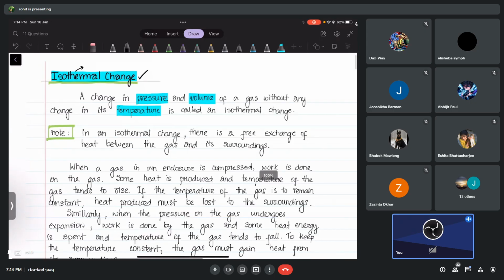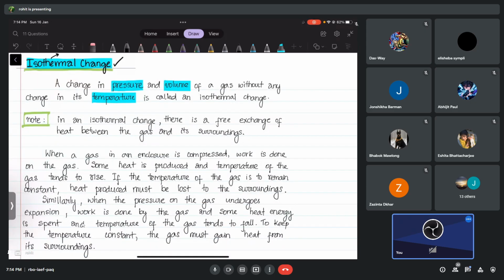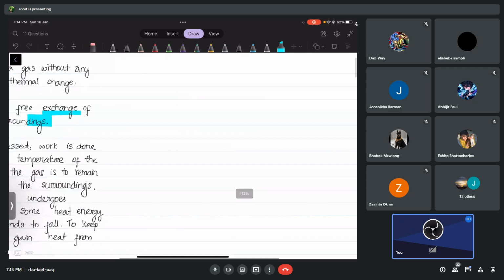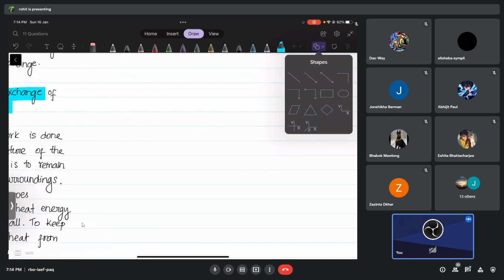Now what can happen? The heat can be exchanged, because heat and temperature are not the same. Temperature cannot change, but heat can change. Heat can be exchanged by the system, or by the gas, with its surroundings. I'll give you an example. Then you think and tell me whether it makes sense or not.